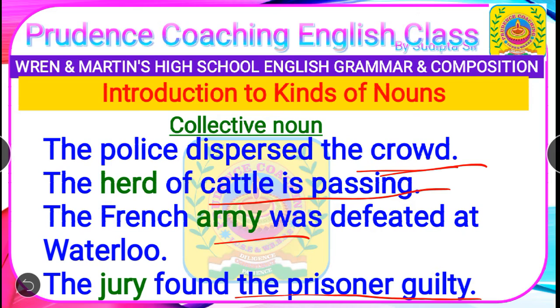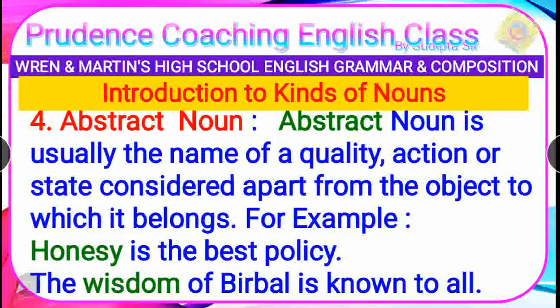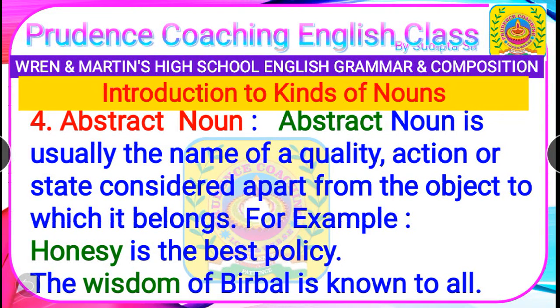So these are the collective nouns that we have used in sentences. You should memorize these examples. Next there is number 4, abstract noun.